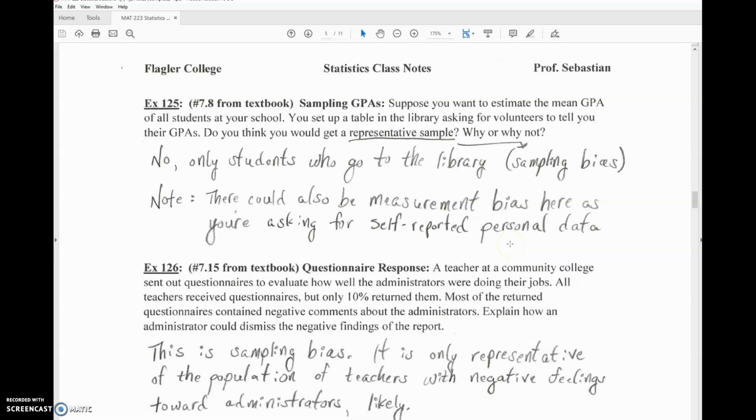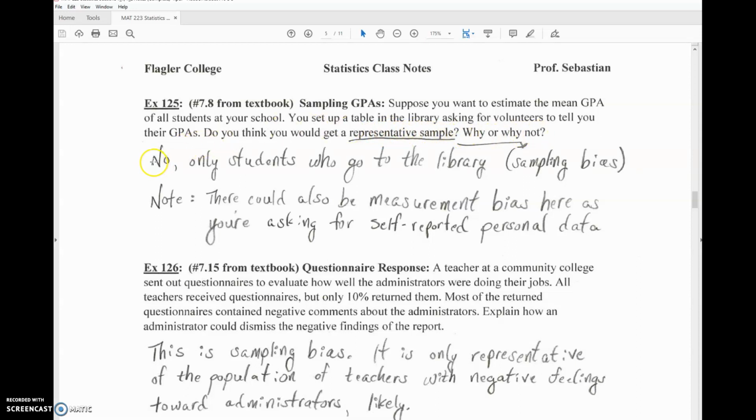We are now on page 94 in section 7.1, and we are still talking about biases that we could see in surveys. So example 125, actually this comes straight from your textbook. This is about sampling GPAs. Suppose you want to estimate the mean GPA of all students at your school. You set up a table in the library asking for volunteers to tell you their GPAs. Do you think you would get a representative sample, and why or why not?